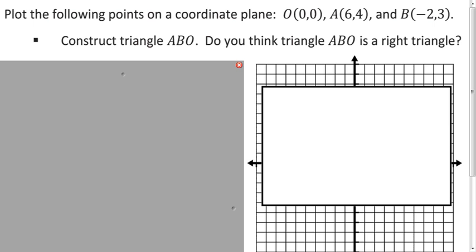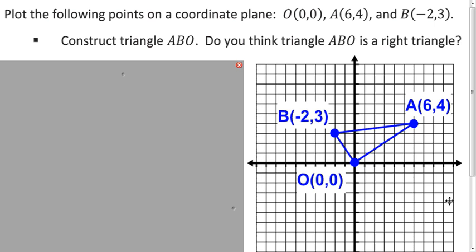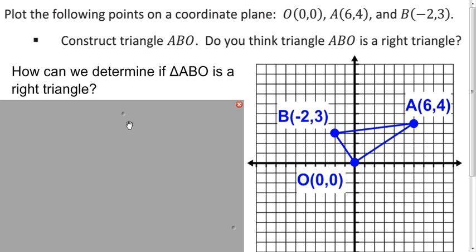So now what we want to do is extend this onto the coordinate plane. So let's make this triangle ABO. And do you think it's a right triangle? Well, when we graph it, it certainly seems plausible that it's a right triangle. Looks like angle AOB could be a right angle. But we're not entirely sure of that. We didn't do any rigorous math work to prove that. So what could we do to determine if we do have a right triangle?